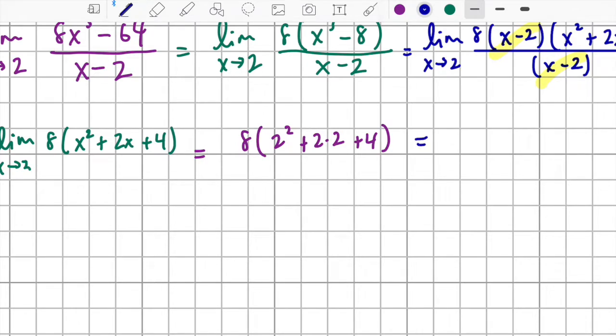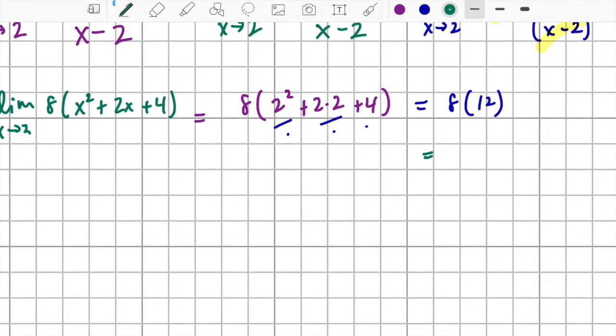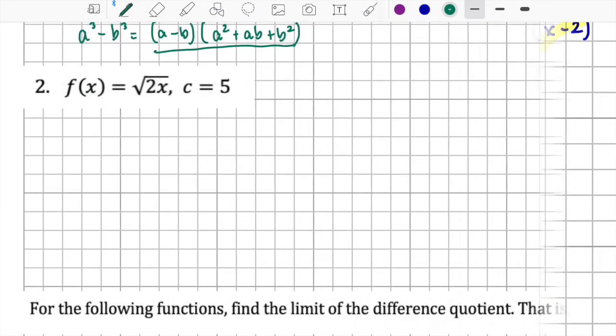Let's see. 2 squared gives me 4, and 2 times 2 gives me 4. So I have 4 plus 4 plus 4. That is 12. 8 times 12. And if I multiply 8 times 12, that gives me 96. And that is our answer.